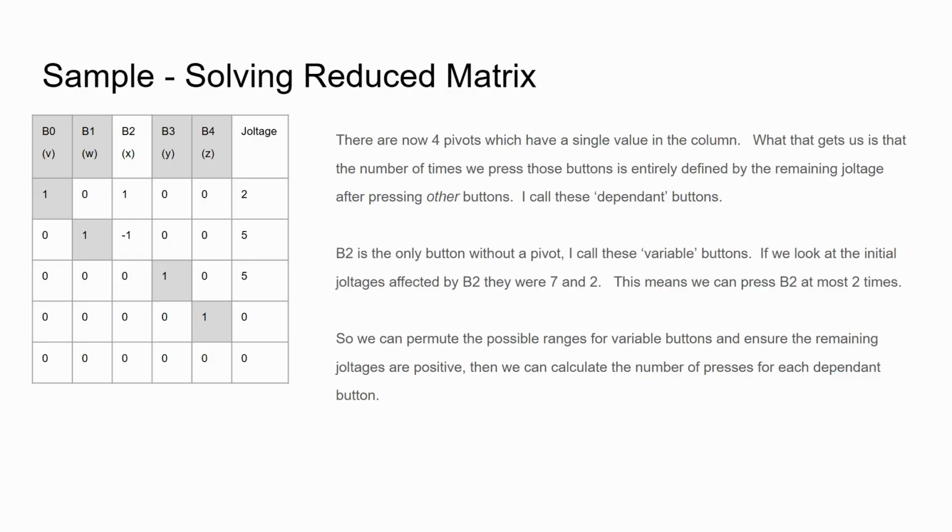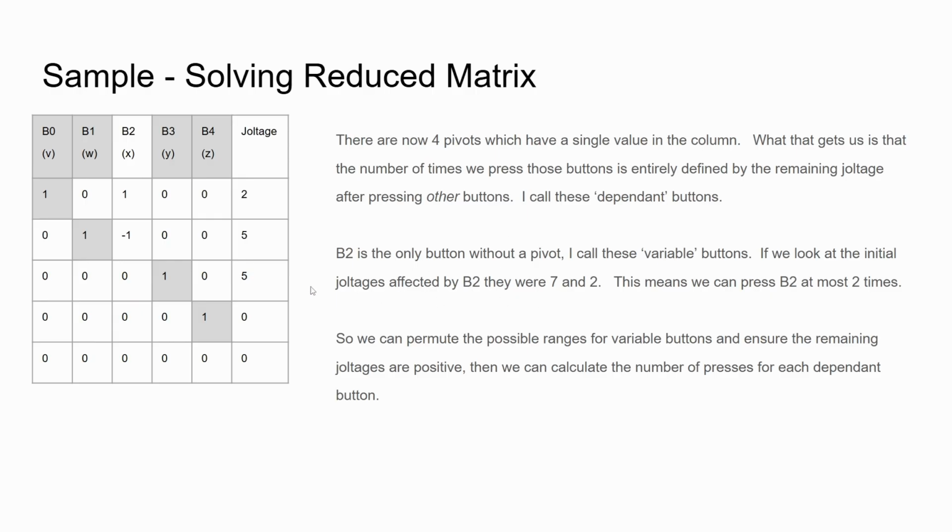So what does this mean? So now we have 4 pivots where that is the only value in the column. If we set those joltages, I call these the dependent buttons. Once we set the joltages from other buttons, we can use the remaining joltage to calculate the exact number of presses. So I don't have to iterate over these buttons. I just have to iterate over button 2. So I call them variable buttons.